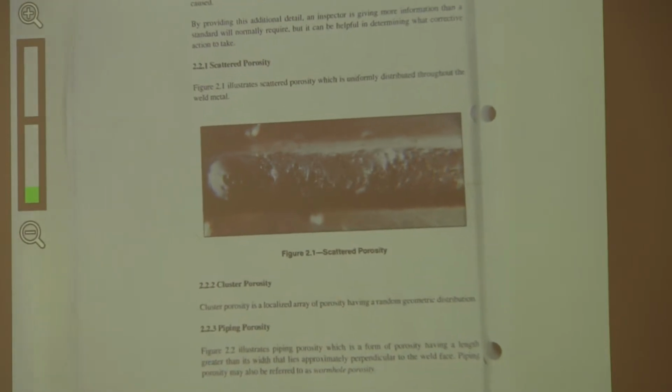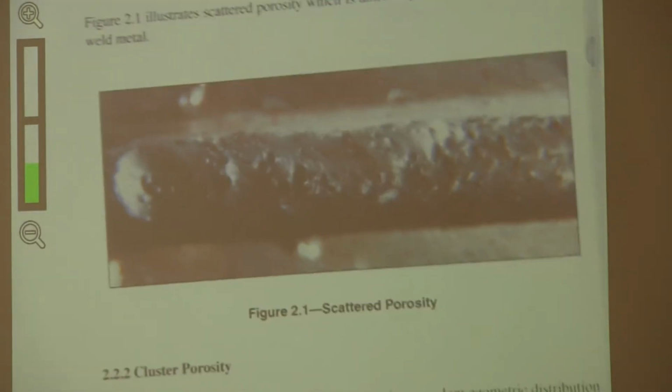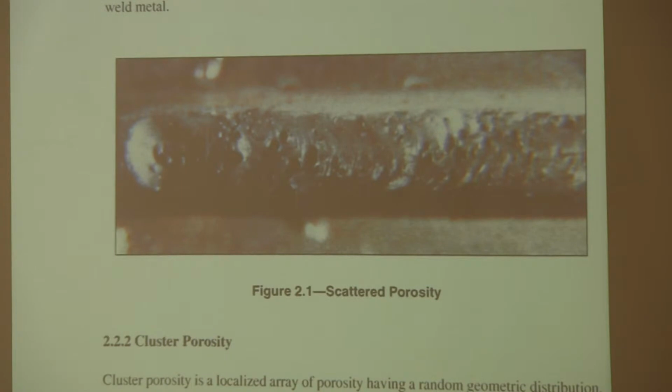See if that shows up very good. So if you can tell by looking at this weld, there's a bunch of little pores. Basically, they're gas bubbles that have risen up as the metal was solidifying. That's scattered porosity, and there's enough there, if you can see that picture, there's enough there that would probably violate the code.